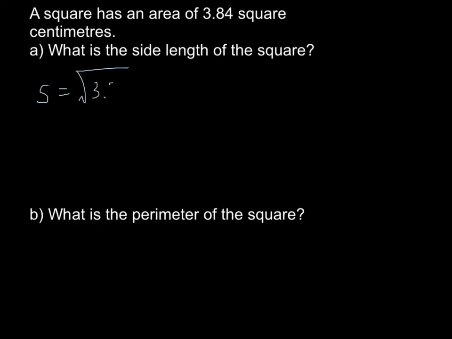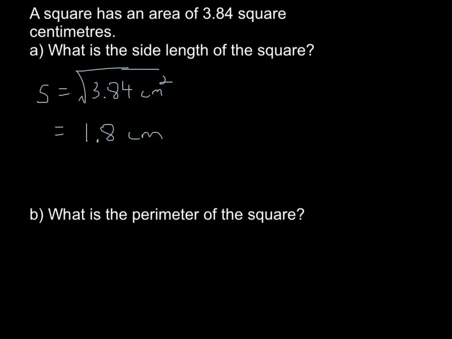So in this case, I know the side length is equal to the square root of the area, which is just the square root of 3.84 centimeters squared, which is 1.8 centimeters. With any word problem, it's always important to make sure you keep the units in the problem.